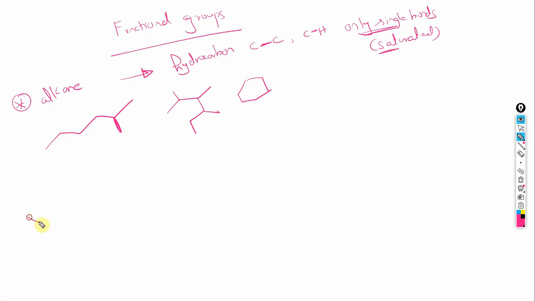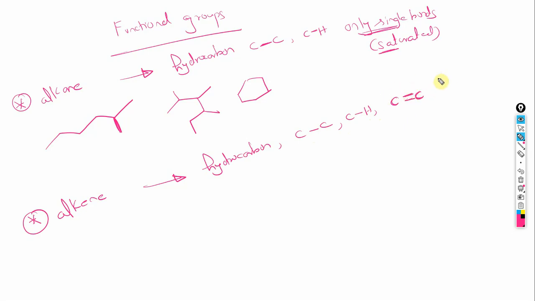That's an alkane. An alkene, on the other hand, is a molecule which is a hydrocarbon, and along with possible carbon-carbon single bonds, it is also going to have, of course, carbon-hydrogens also. It should have at least one carbon-carbon double bond. So that is an alkene. It has a double bond between two carbons.